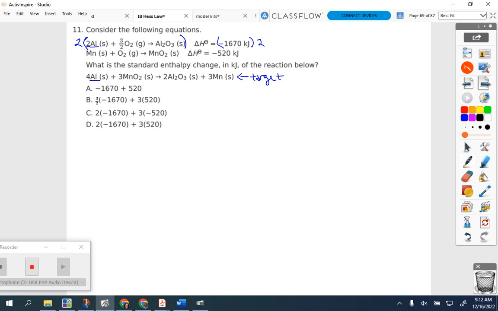And then my other reactant is manganese oxide. And I see that that is over here in the products of my second equation. So I know that I'm going to have to flip the second equation. And I'm going to have to change that to a plus. I'm going to have to change the sign because I'm flipping the equation. And I'm going to have to multiply this whole thing by 3. So this is also going to be times 3 because I have 3 MnO2s in my target equation. Okay? So I have to take my known, the whole thing, and multiply it by 3.